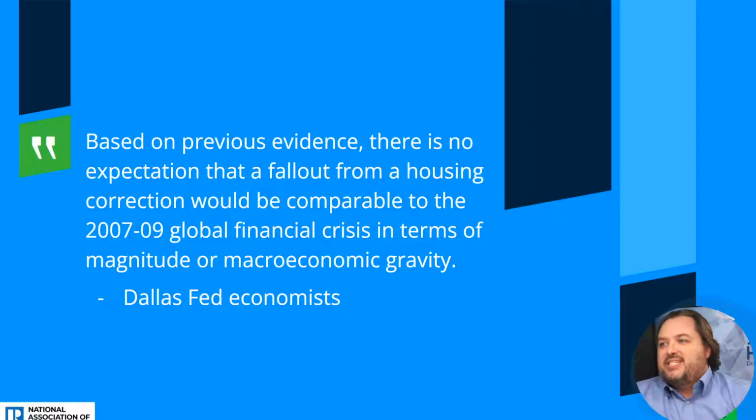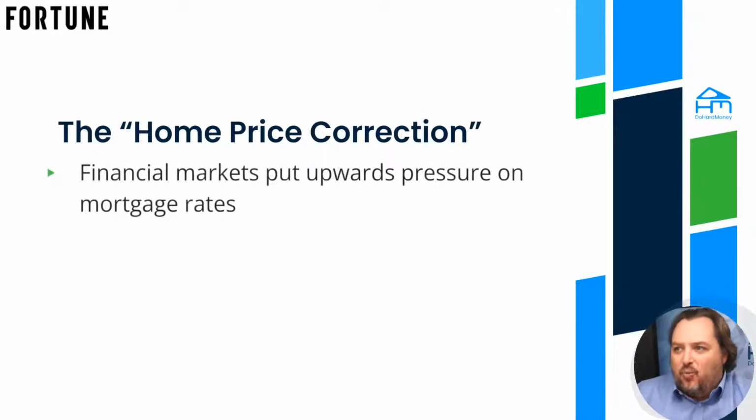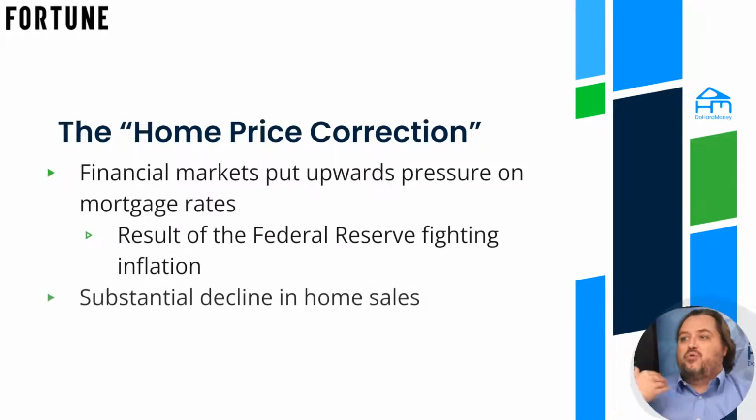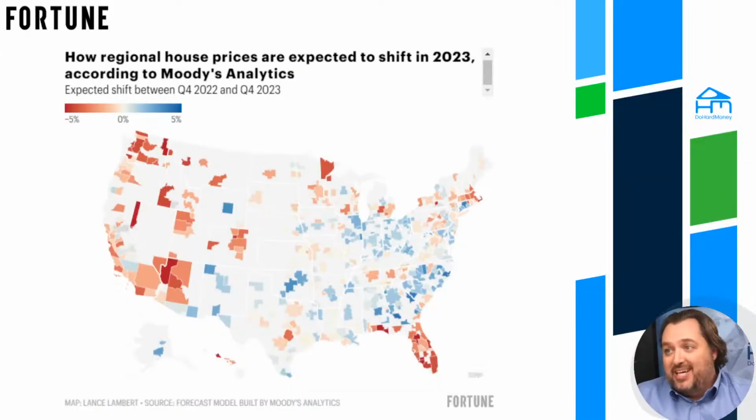Based on previous evidence, there is no expectation that a fallout from a housing correction would be comparable to the 2007-09 global financial crisis in terms of magnitude or macro gravity. The home price correction and financial markets put upward pressure on mortgage rates. The result is this whole fighting inflation thing, where the Federal Reserve is saying, hey, we're going to increase interest rates, and a substantial decline in home sales is going to happen. We're seeing it. We really are.